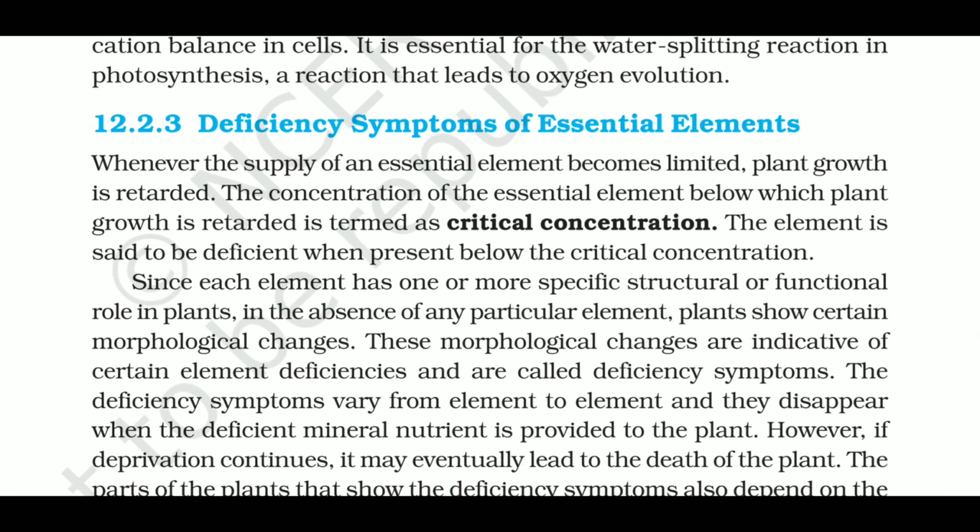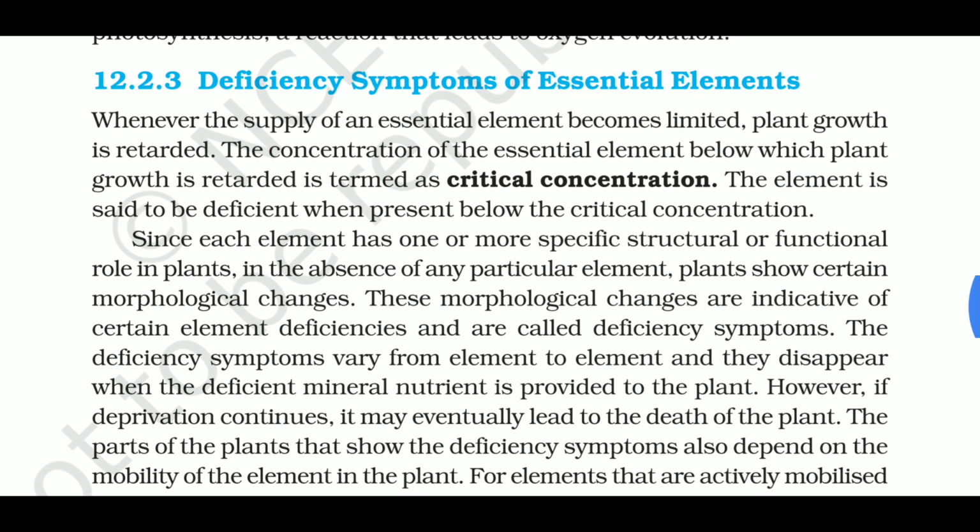Whenever the supply of an essential element becomes limited, plant growth will be retarded. Retarded means you will have a stunted growth. So the growth will be very limited. The plant will not grow very tall. It will be very small, and you will not have proper leaves and flowers, and it is not a well developed growth.